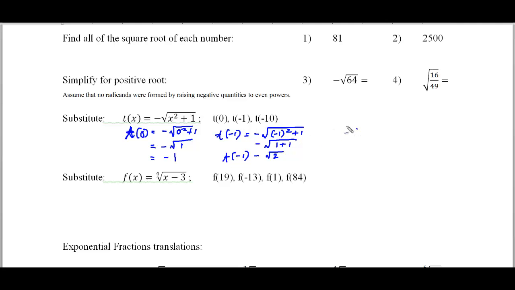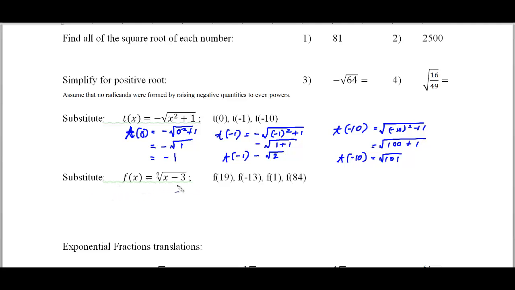Now I'm going to plug in -10 for x, so I'm going to go t of -10. That's equal to the square root, and I've got -10 quantity squared plus 1. So this is -10 to the second power, which is 100, plus 1, which is the square root of 101. So t, plugging in my -10 for x, gives me the square root of 101. And you can type that into your calculator and get a decimal.